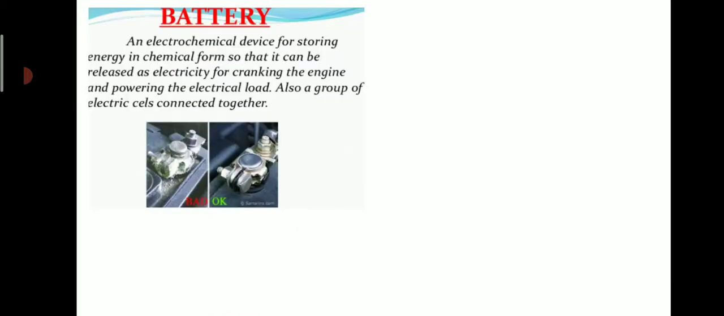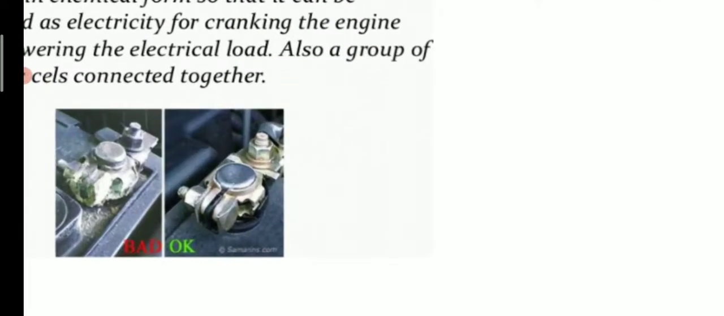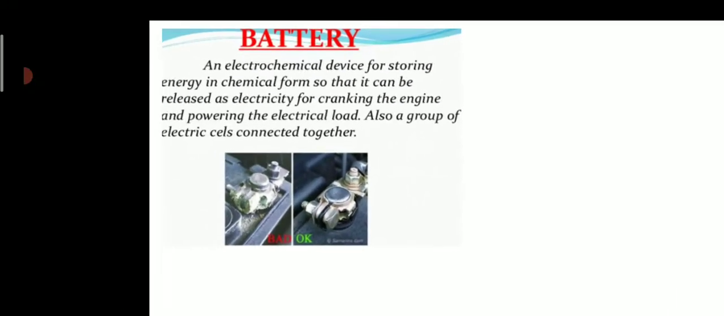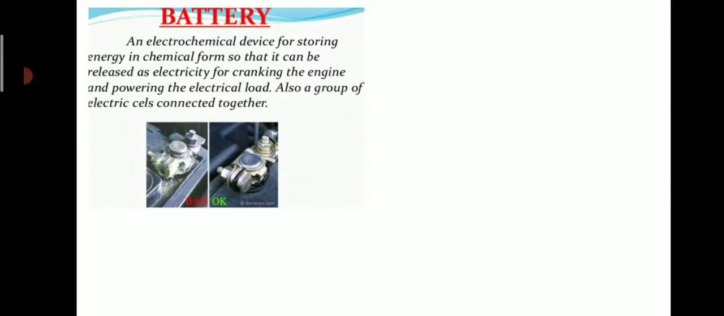So, an electromechanical device is nothing but a battery, a device for storing energy in chemical form so that it can be released as electricity for cranking the engine and powering the electrical load. Also, a group of electric cells connected together. You can see the structure of the battery here, and we have learned in the last presentation how a battery works.